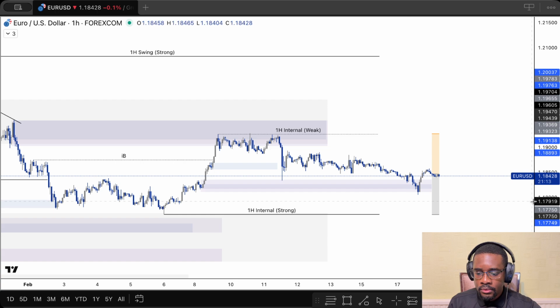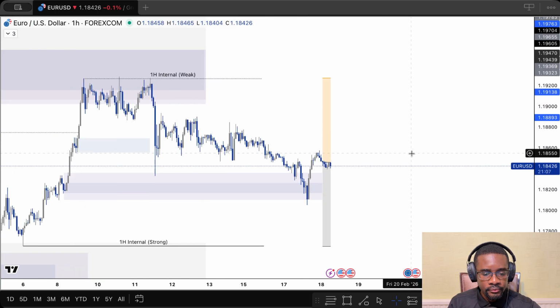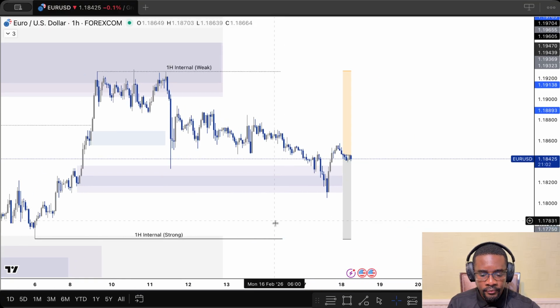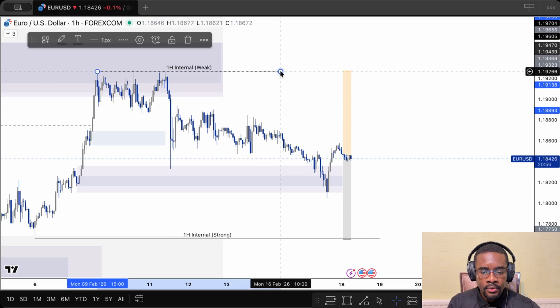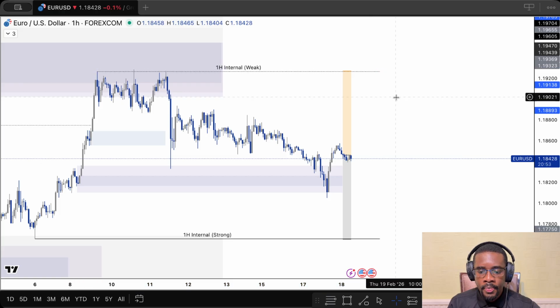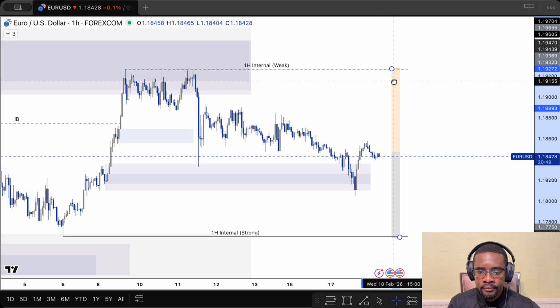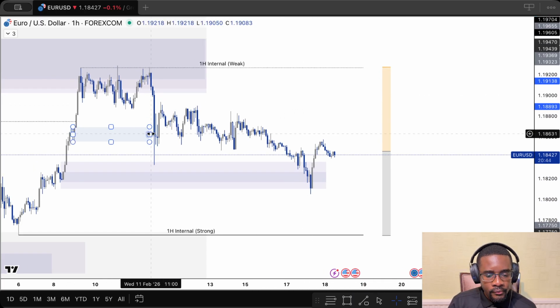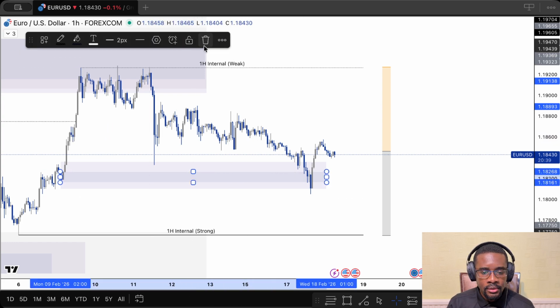So zooming into the price action, looking at the current price action, this is what we have. I'm just gonna move this. All right, so demand that has failed, and then this has failed.